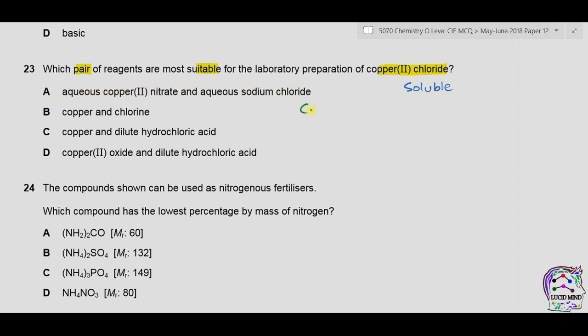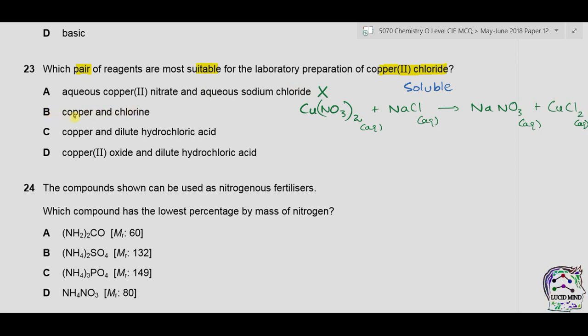Now copper nitrate can react with sodium chloride. Both are soluble, so therefore both are aqueous in nature. And they react to form sodium nitrate, which is a soluble salt, along with copper chloride, which is also soluble. Now we have two products, both are salts and both are soluble, so therefore it is difficult to separate them, so therefore A is not correct.